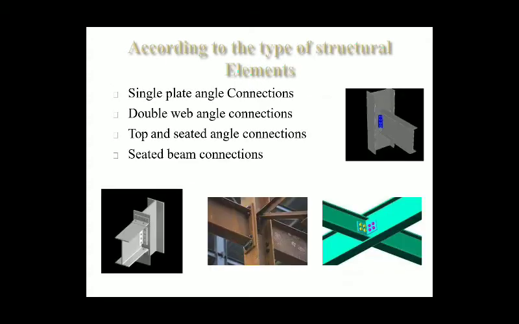Next classification is according to the type of structural elements. There are four types: first, single plate angle connection; double web angle connection; top and seated angle connection; and last one, seated beam connections. You can see in this figure all these four types of connections are given on the basis of structural element.